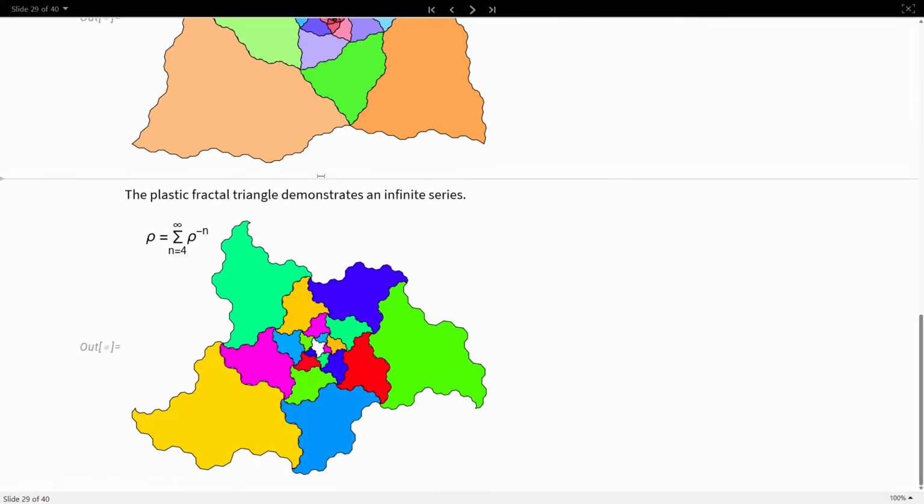And the plastic fractal triangle also has the same property. An infinite series of copies of itself scaled will add up to the plastic constant.